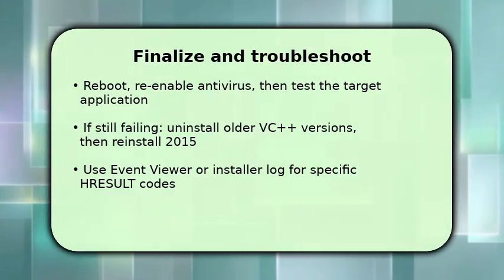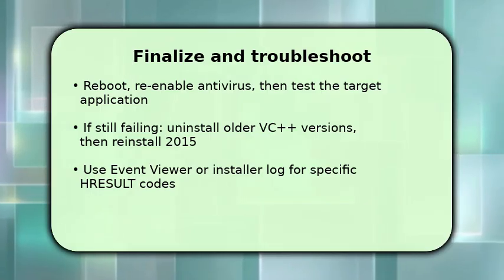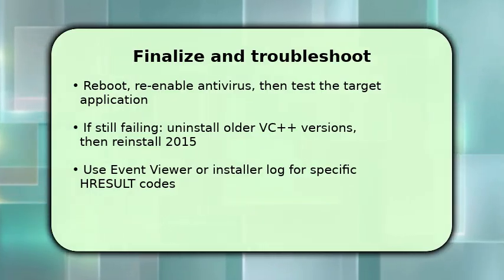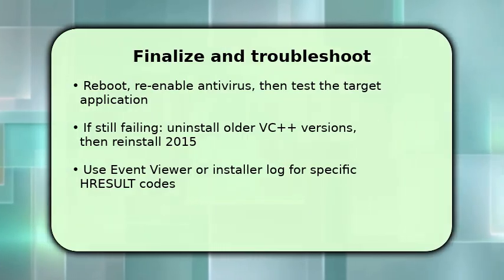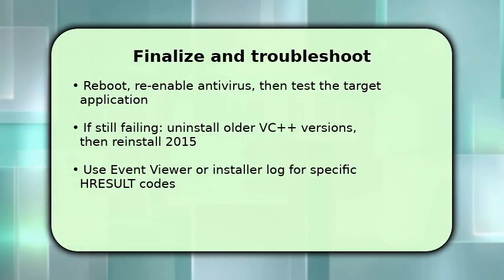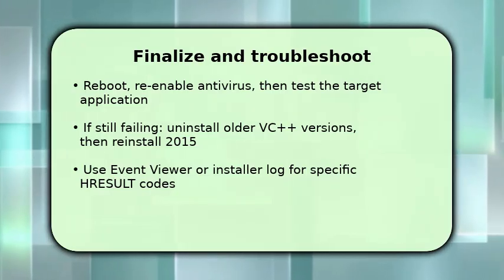If the install still fails, uninstall any older Visual C++ 2015 entries from Programs and Features, then reinstall both x86 and x64 packages. Conflicting versions can block upgrades.